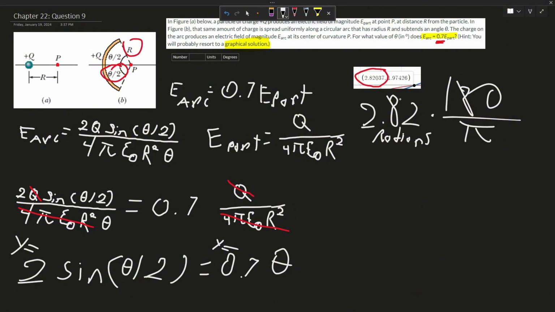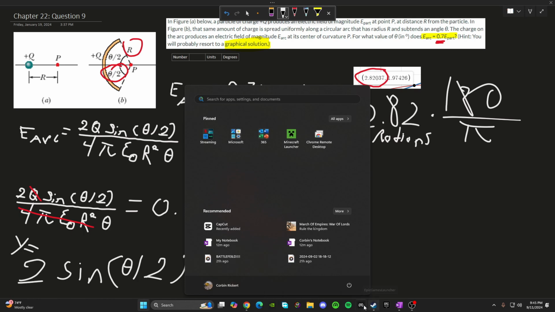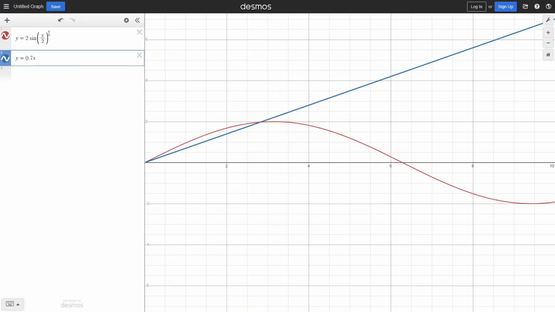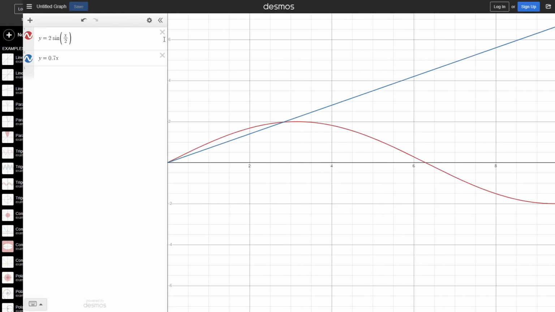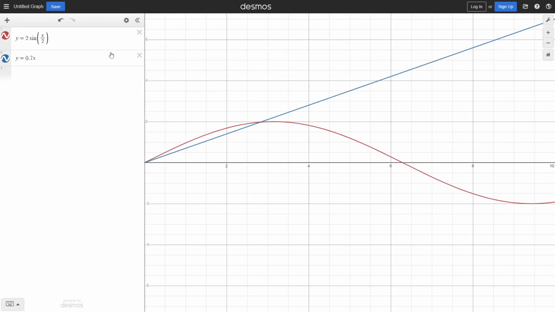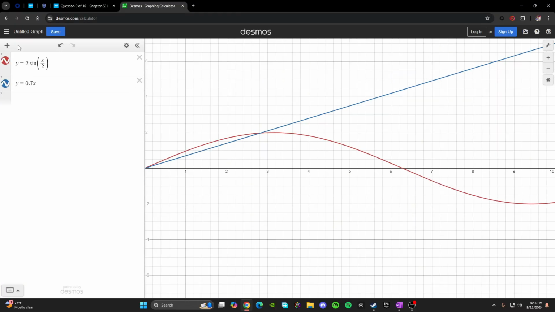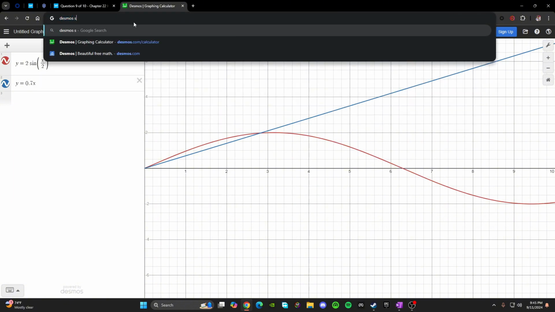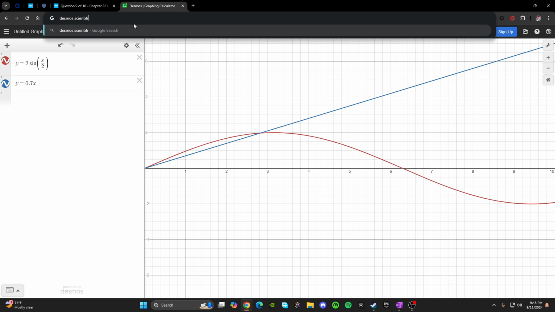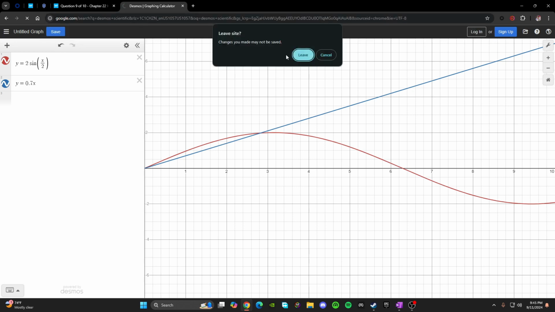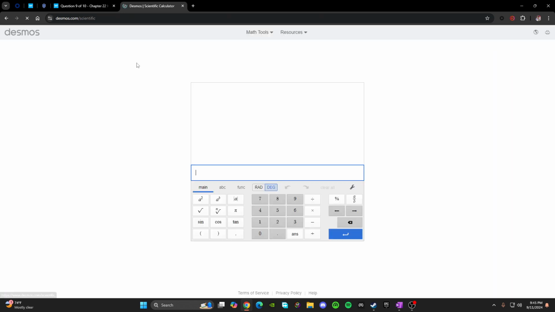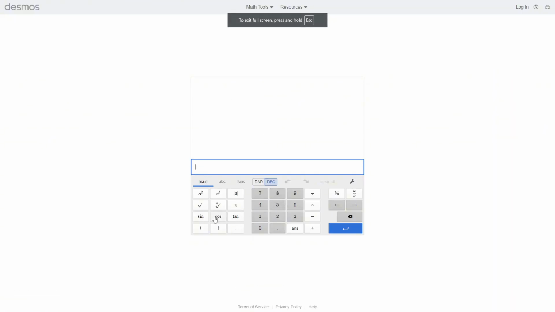Sorry for the very messy handwriting. As I said, I'm drawing with a mouse. But I might just go back to Desmos to show you guys how to do this. Desmos. Get out of Desmos. Desmos Scientific. Let me go back into full screen. Don't want you guys stealing my data, all my precious data.